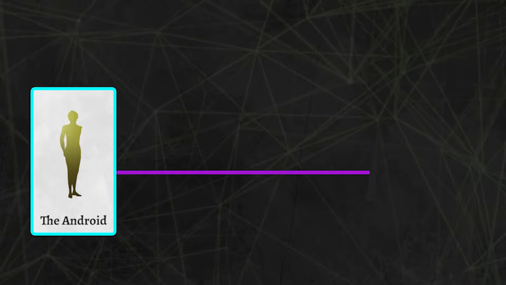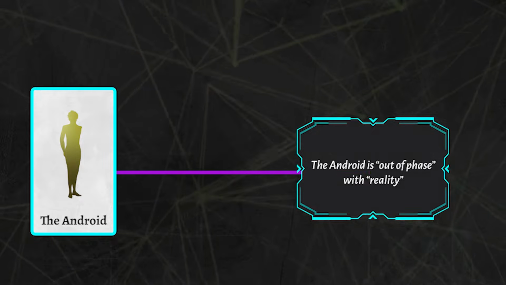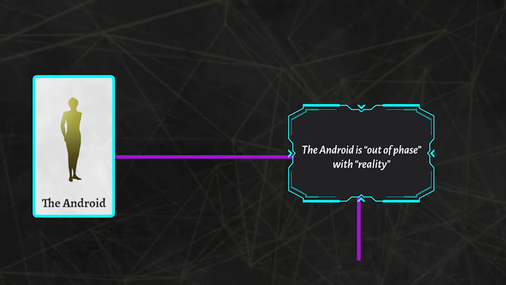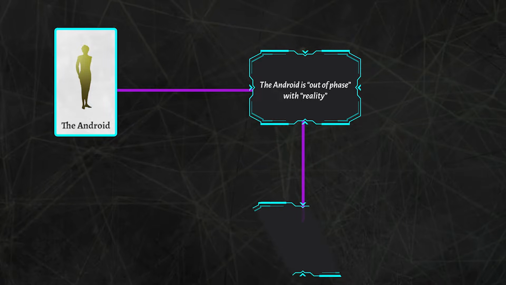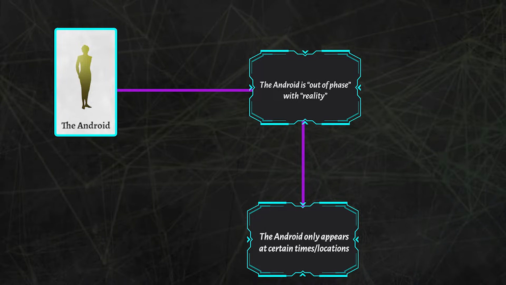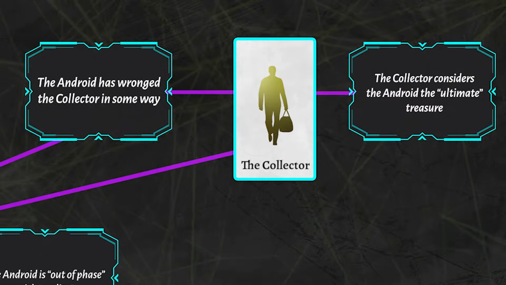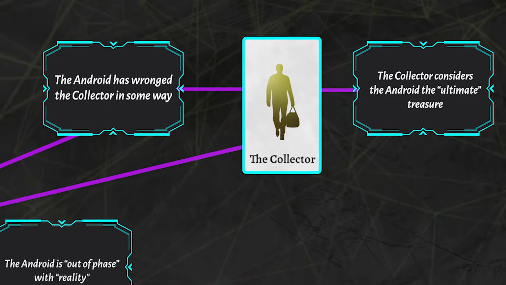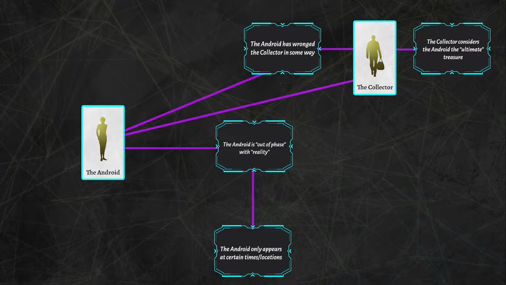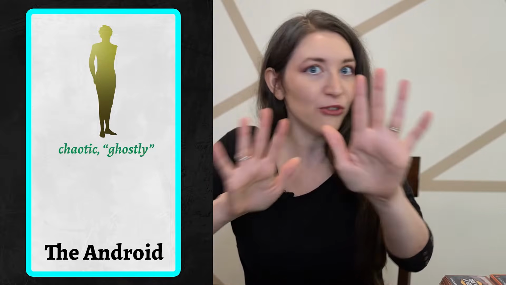Ghostly is interesting. Maybe it's a machine that is sort of out of phase with our existence and it only appears at certain times. Maybe this android is the ultimate find, right? And maybe this android has slighted our collector in some way and he can only retrieve or collect or fight this android in certain places at certain times. Yeah, let's go with Ghostly, with the meaning that it's out of phase with our concept of time and reality. I'm starting to get quite into this now.